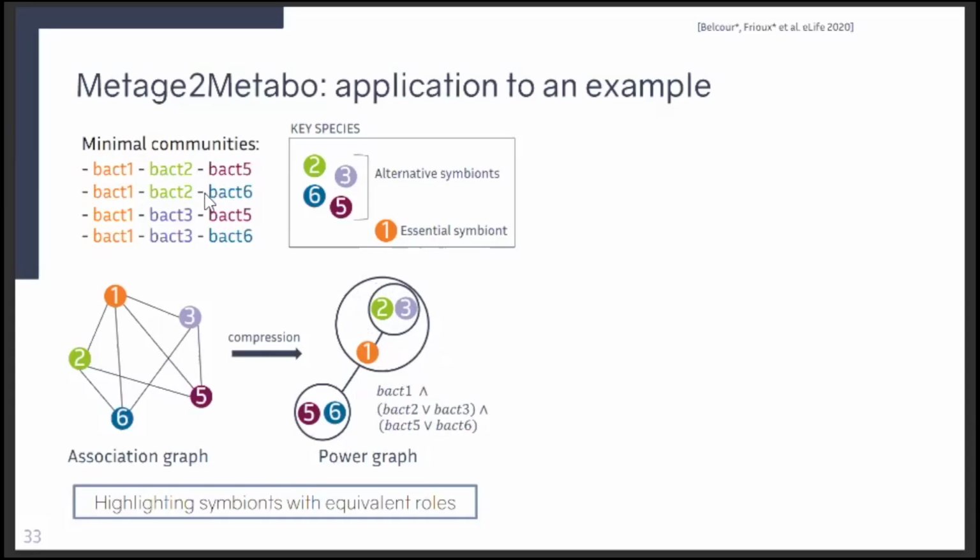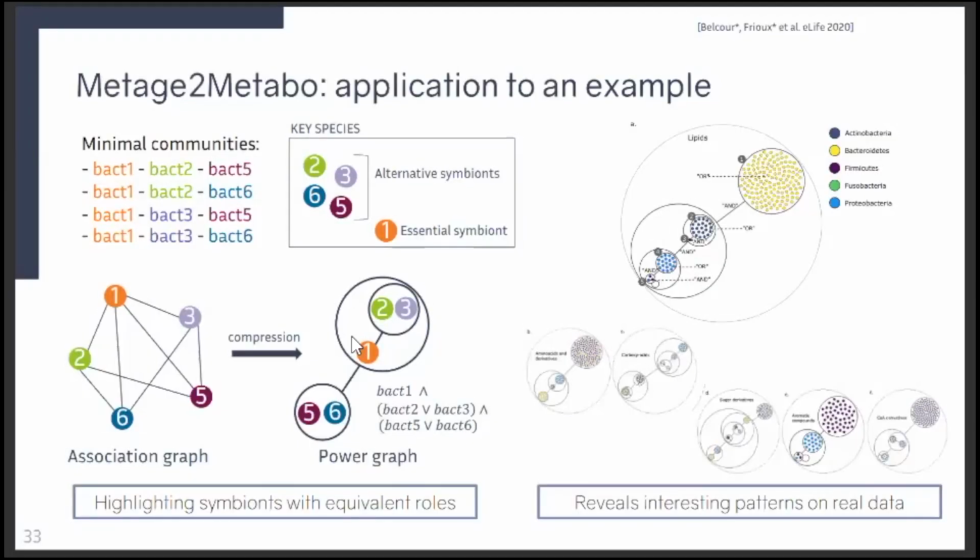And in fact, if you look at the combinatorics here, you see that you need BACT1, one of the 2 between BACT2 and 3, and one of the 2 between 5 and 6. So that really helps to grasp what happens in the minimal communities. So enough with the toys. We did this on real data.